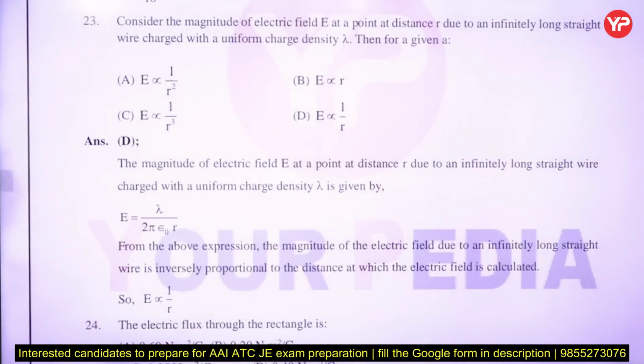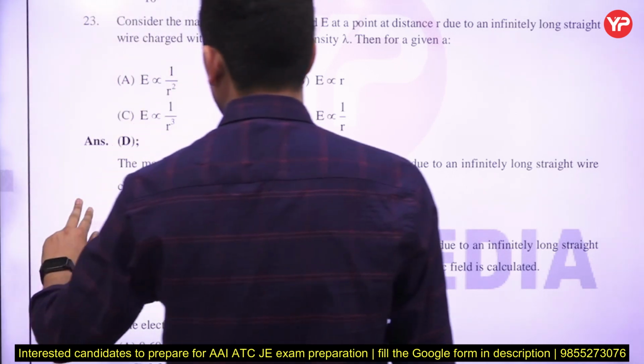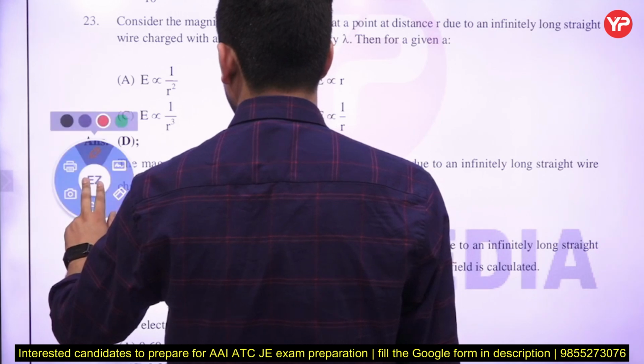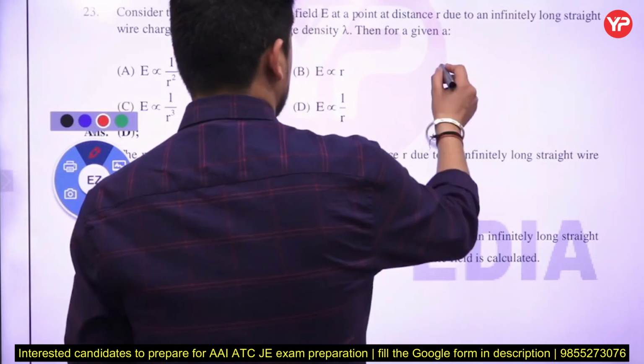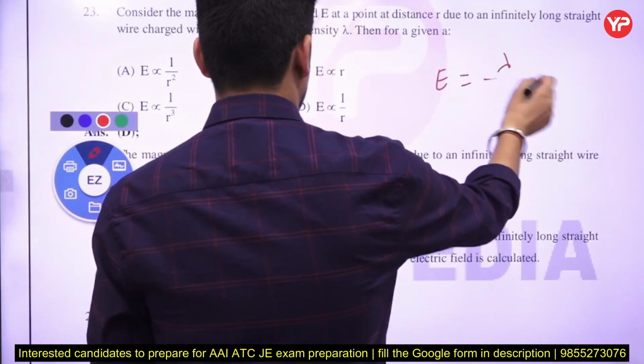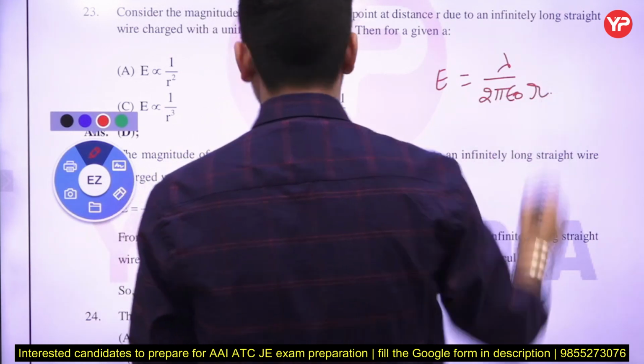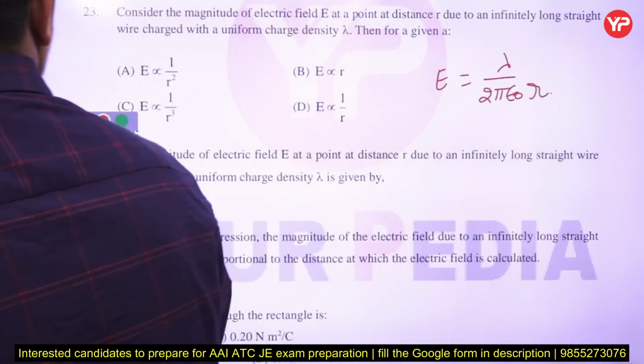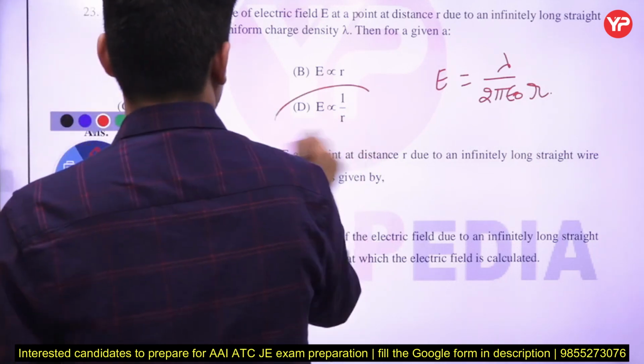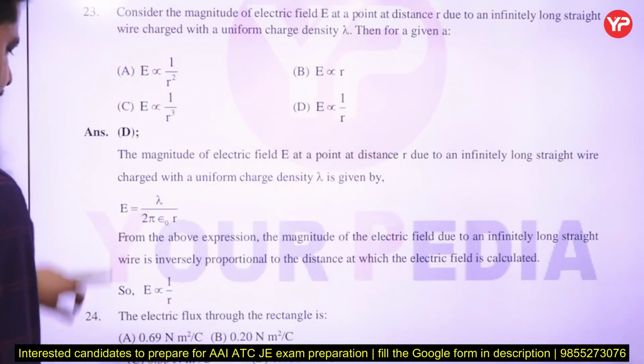Consider the magnitude of electric field at a point at a distance r due to an infinitely long straight wire charged with a uniform charge density lambda. So basically when we are calculating the electric field due to a line charge, that will be E is equal to lambda upon 2 pi epsilon naught r. That will be the formula for the electric field. So basically it will be inversely proportional to r.